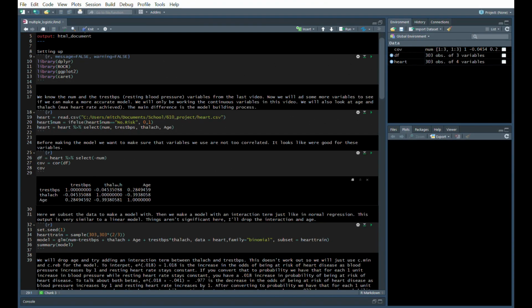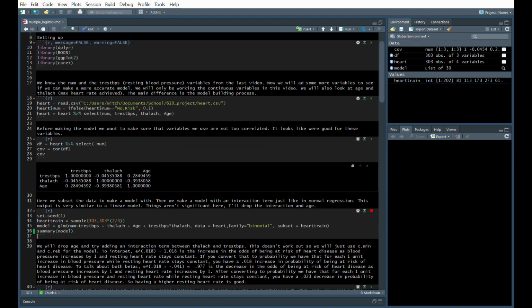So very similar to making the previous model, we're going to set the seed to be equal to 1 so that our training data set will be the same every time. And then we're going to make a GLM once again. And this time, instead of just having trestbps, we're also adding thalach and age. And I'm going to also add an interaction between trestbps and thalach just to see, because we can still do that in the GLM just like a linear model. So once again, you make family binomial, and we put the training data set in there. So let's go ahead and make it and take a look at our model.